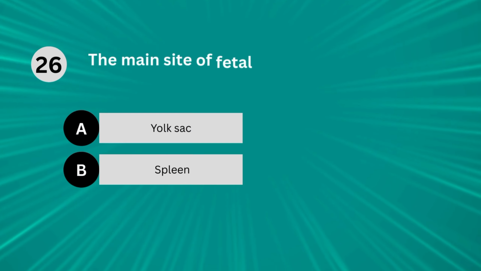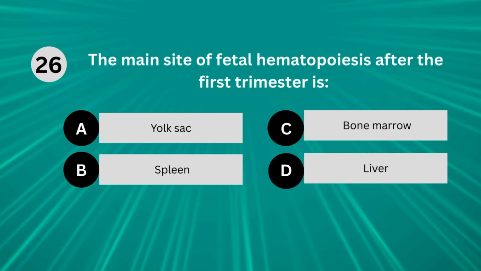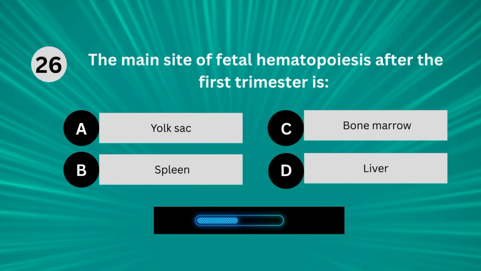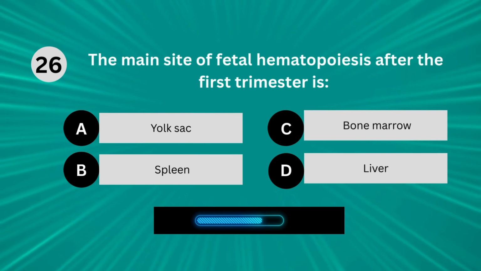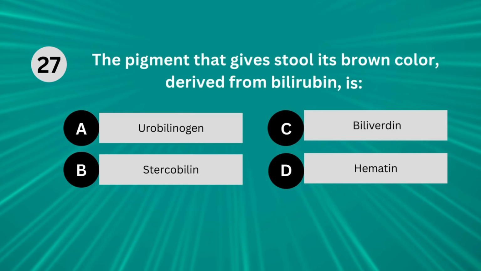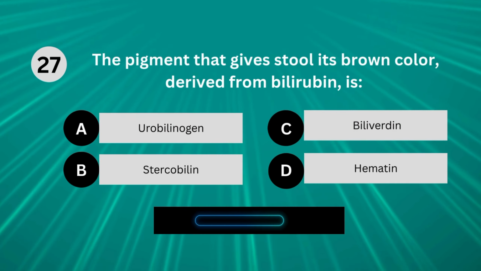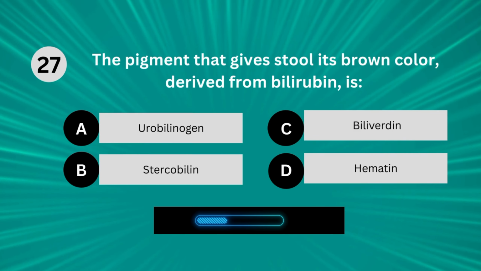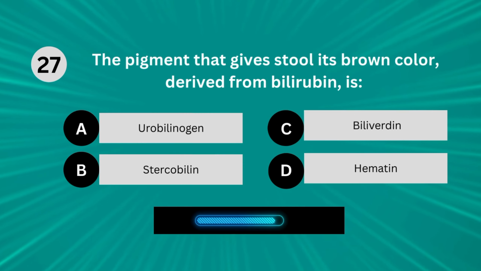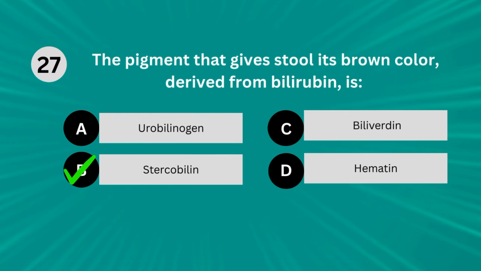The main site of fetal hematopoiesis after the first trimester is liver. Interesting one. The pigment that gives stool its brown color derived from the bilirubin is stercobilin.